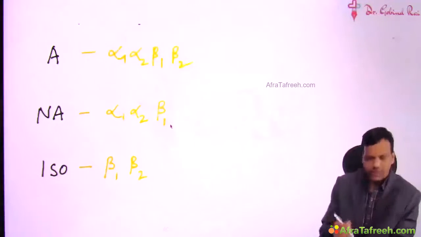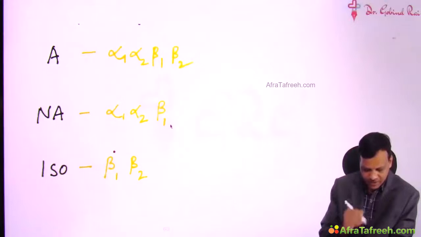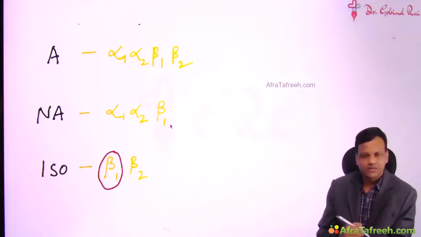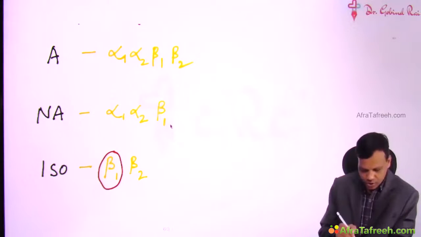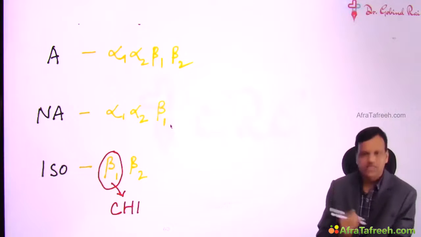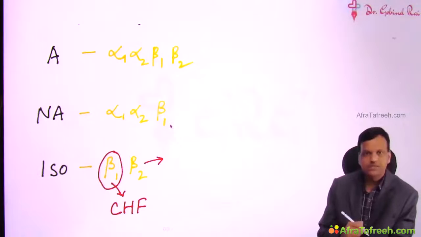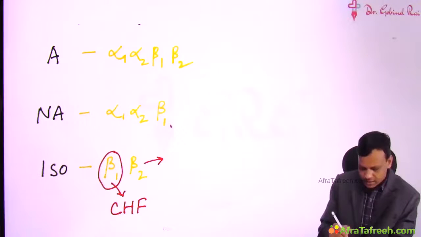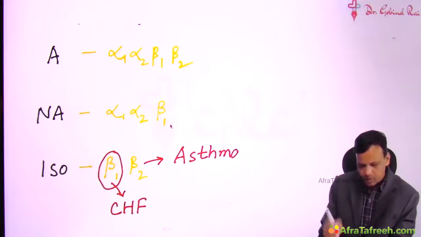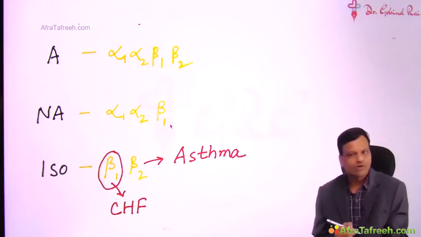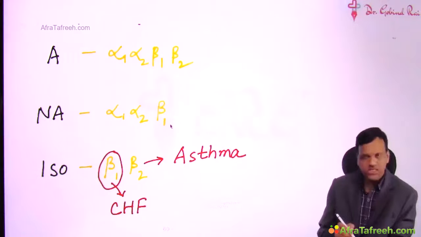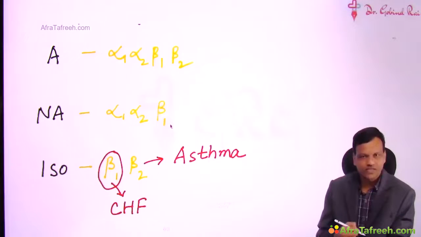So starting from isoprenaline, it stimulates the beta 1 receptors which are present in the heart. So isoprenaline is used to stimulate the heart for congestive heart failure. It stimulates the beta 2 receptors, so we can utilize this in bronchial asthma. The beta 2 cause bronchodilation. So in asthma we want to cause bronchodilation. So we can use it in CHF, we can use it in some patients of asthma.